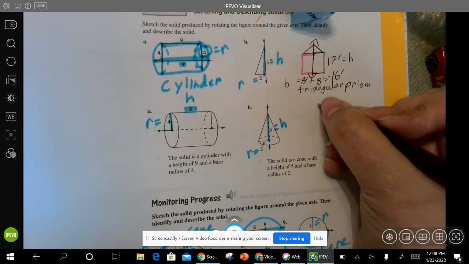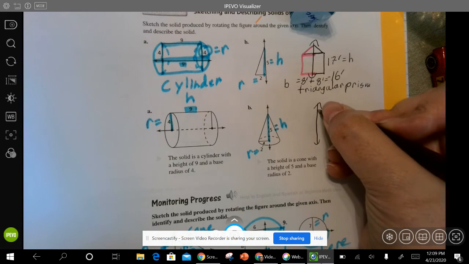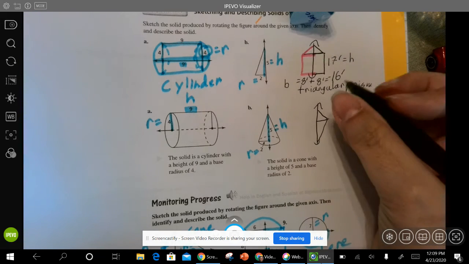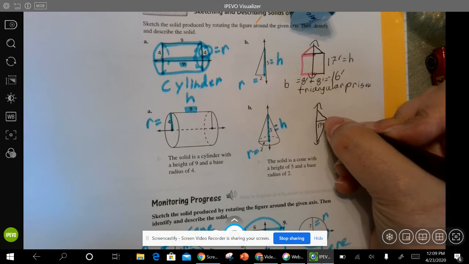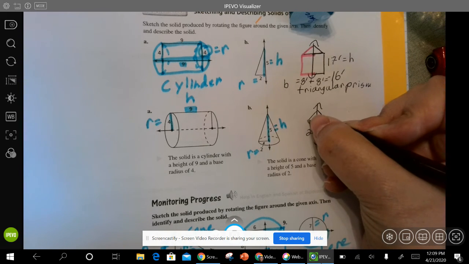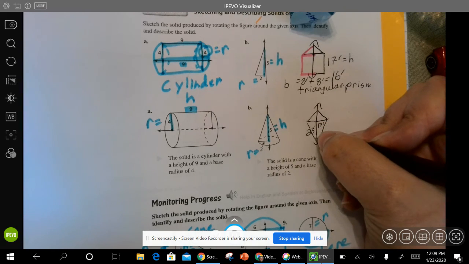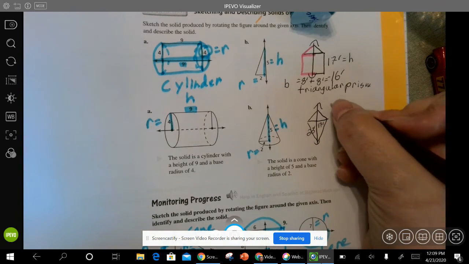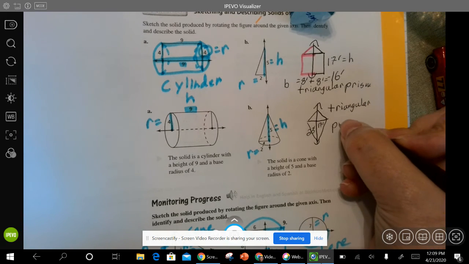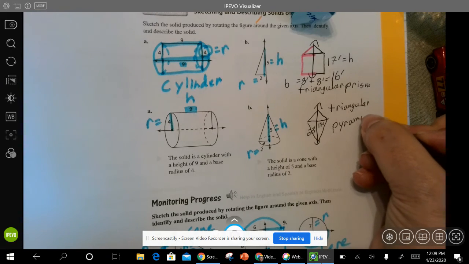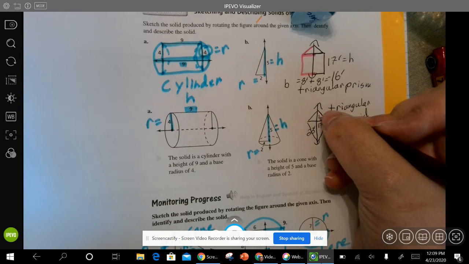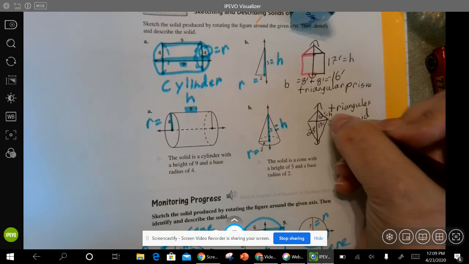What if we had one that was like this? Again, everybody, draw it. This is 17 feet, and this is 23. I'm going to draw the same thing on the other side. This is a triangular pyramid. That part right here, the height is 12.